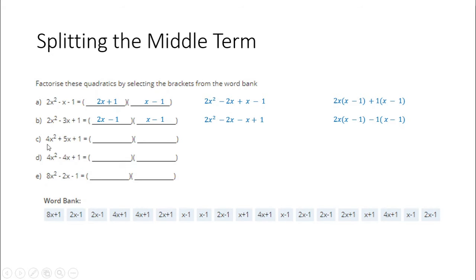Okay, next question. Again, I'm splitting the middle term, so looking at first term is 4, times last term is 1, 4 times 1 is 4. I need two numbers that multiply to make 4 and add to make 5.